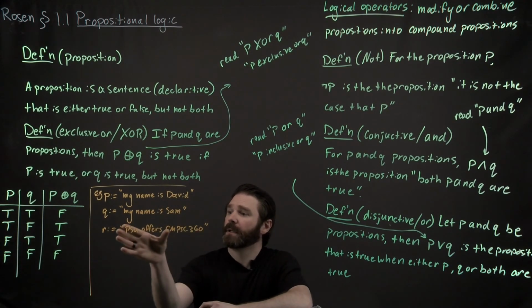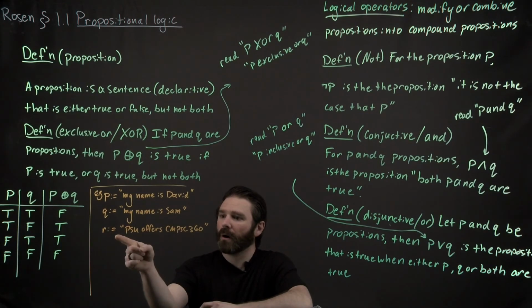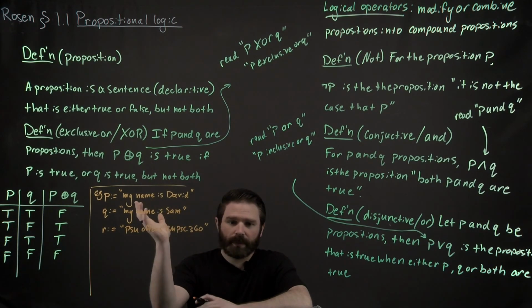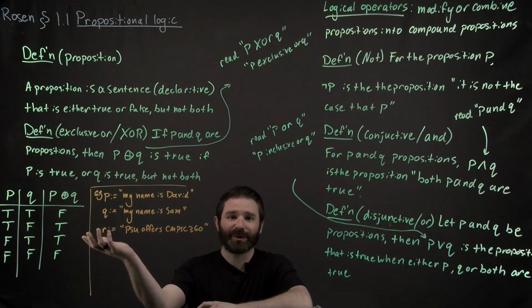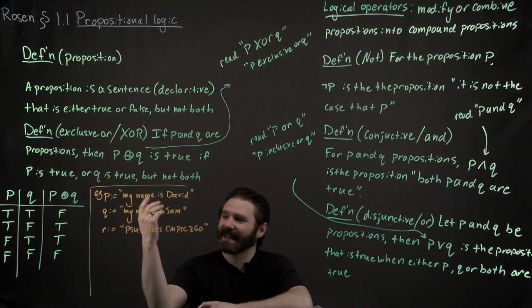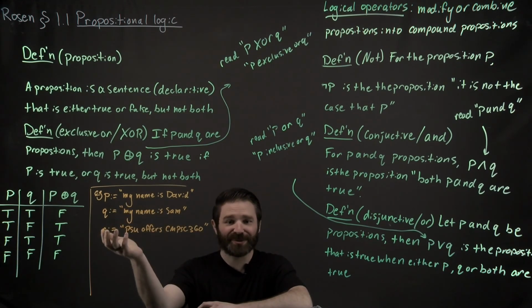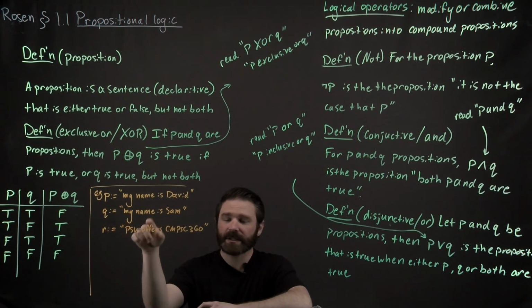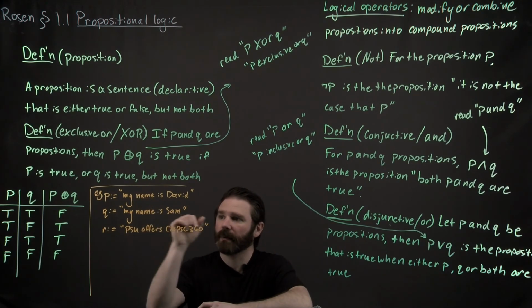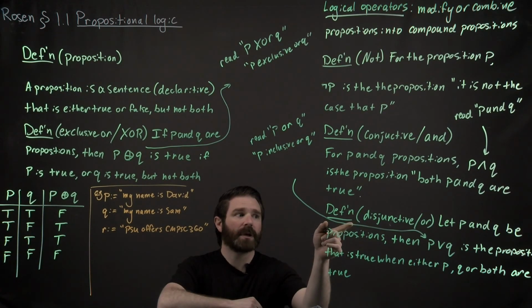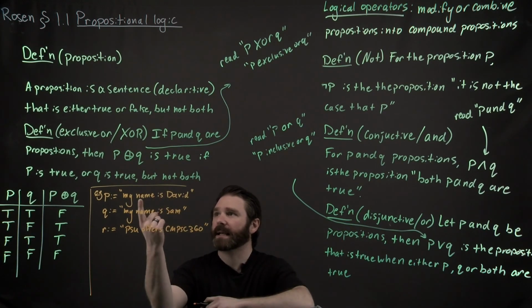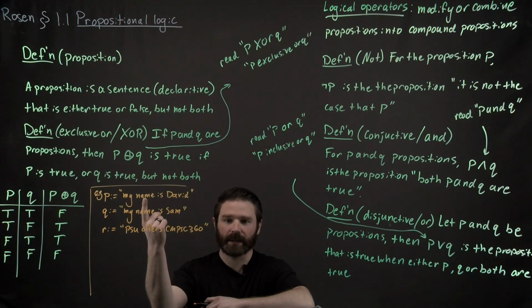And our last proposition right here, R, is going to represent the proposition PSU or Penn State offers Computer Science 360. By the very fact that I'm creating this video proves that yes, indeed, R has a truth value of true. So let's go ahead and look at a couple of different combinations of these things using this disjunctive or and this exclusive or right here.